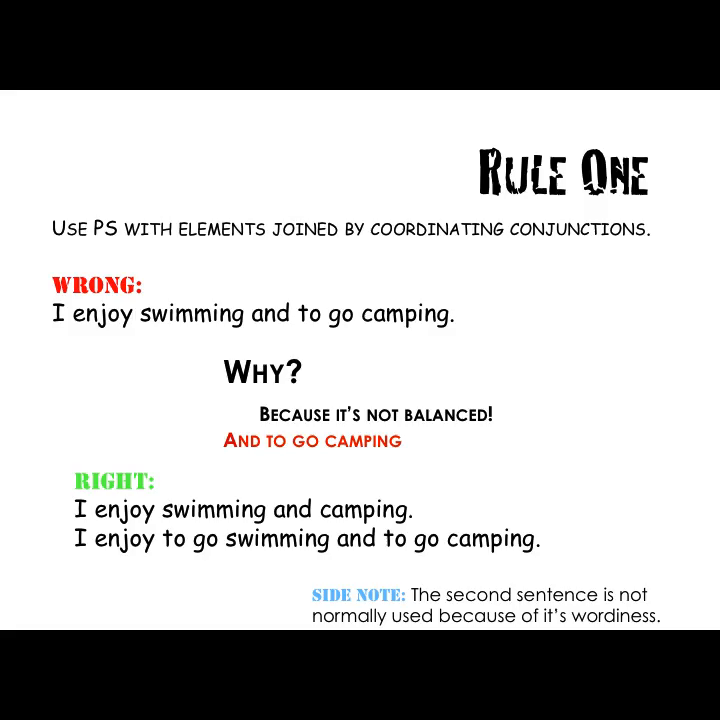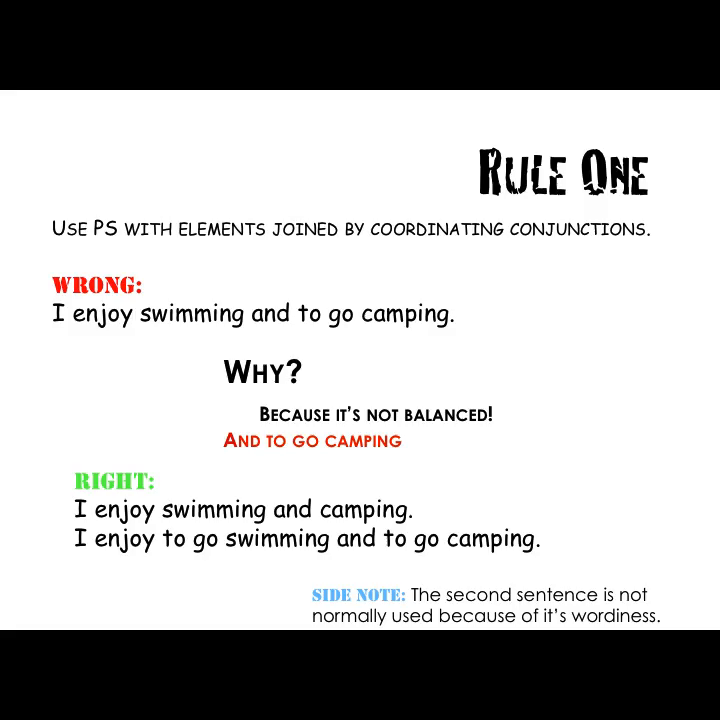Rule number 1, use PS with elements joined by a coordinating conjunction. Like I said, you guys know your fanboys, right? This sentence is wrong. I enjoy swimming and to go camping. Why is it wrong? Because it's not balanced. And to go camping throws it off.